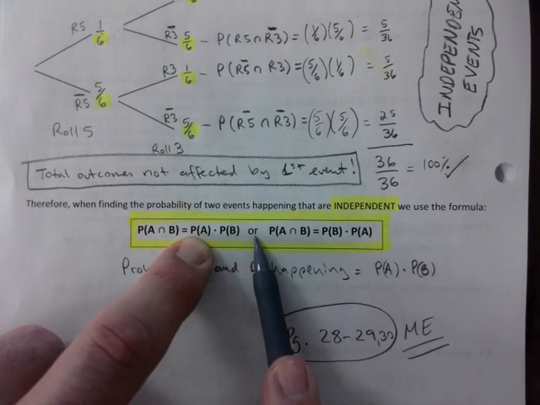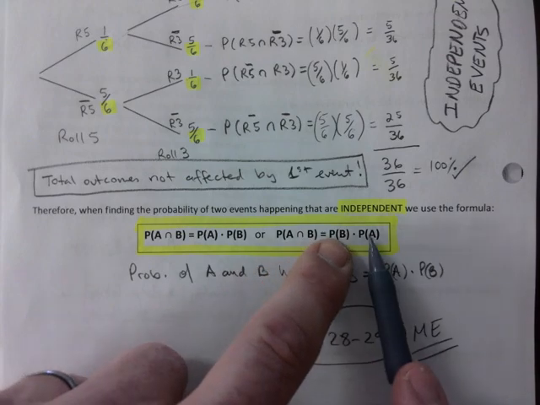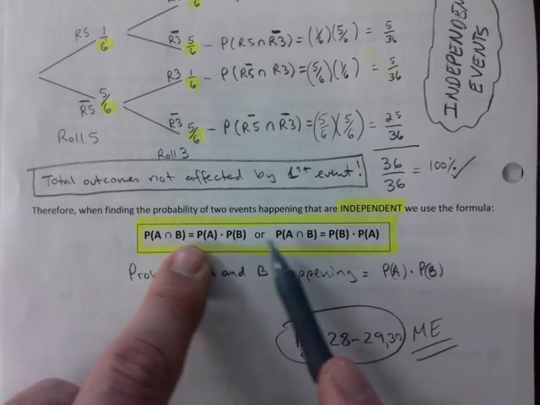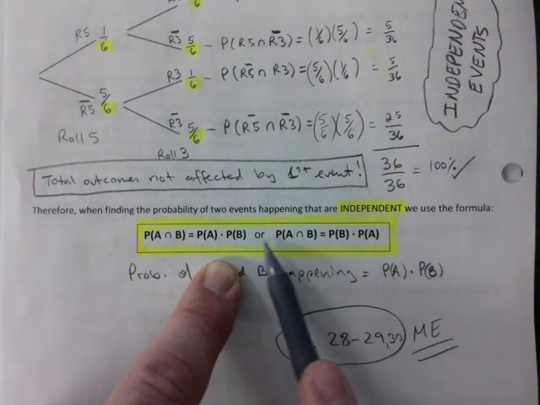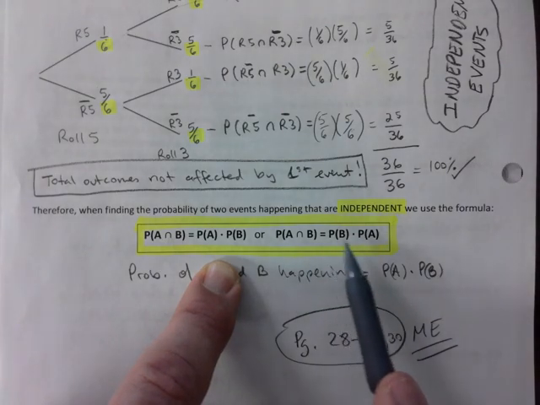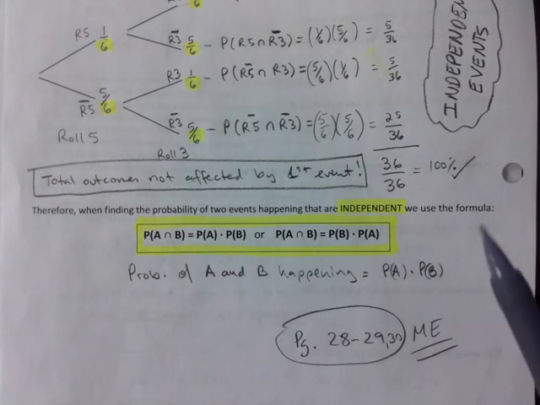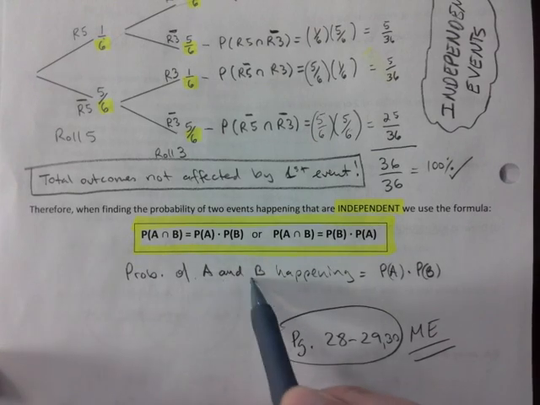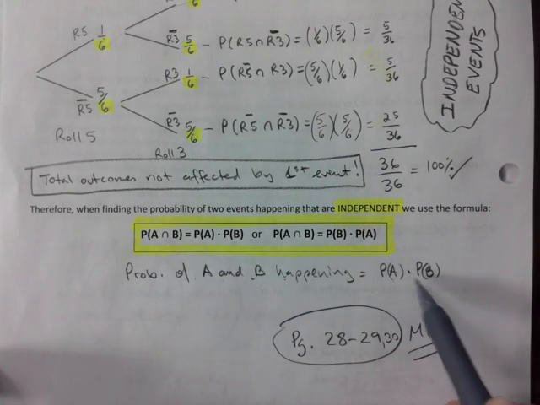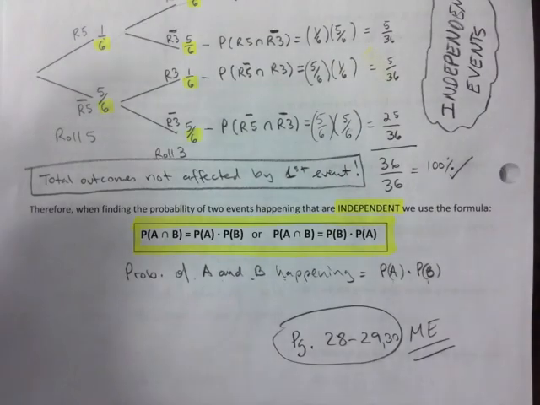So when I say or, I'm just flip-flopping the A and the B, the order. So if this throws you off, don't worry about it. But the probability of A and B happening is P(A) times P(B). All right, so keep that in mind.